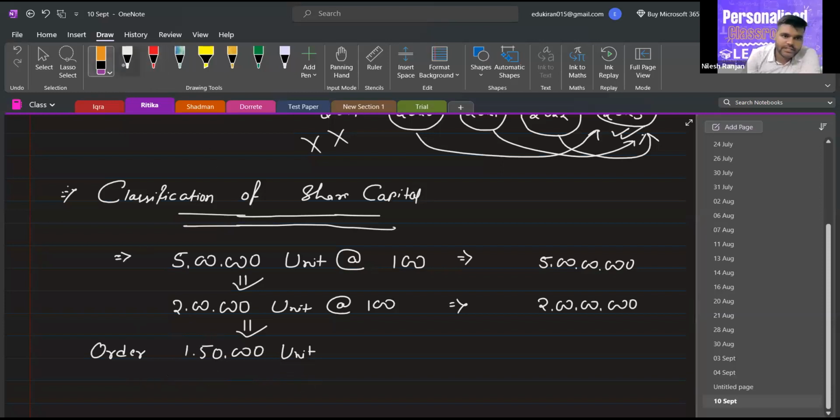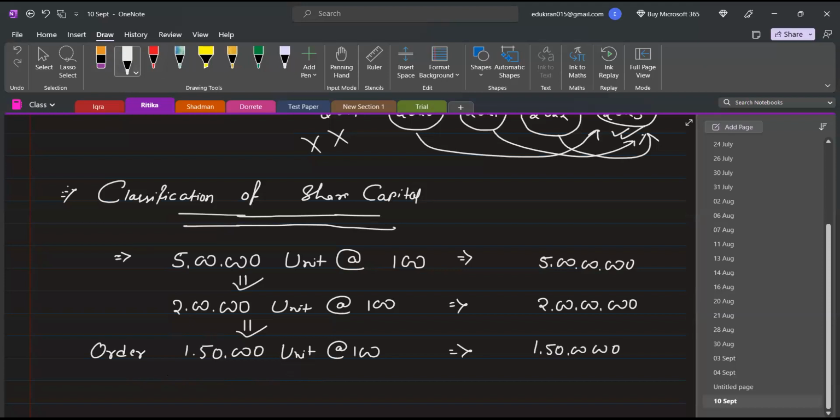So we will sell 1,50,000 units at the rate of 100. So we will get 1 crore 50 lakh. Okay. Is this clear? Yes, sir.